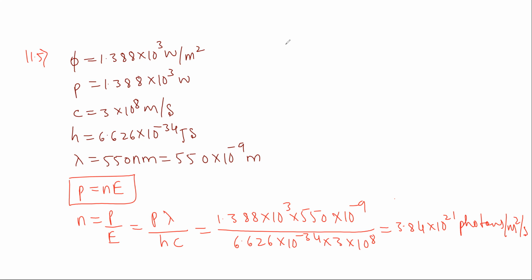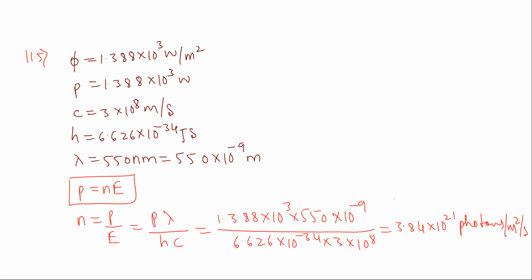So look, 11.5 is also easy. All the values are given. Using the formula P is equal to n into E, n value is calculated by using the formula P divided by E. That is also written as P lambda divided by hc, since E is hc by lambda. Substituting the given values, we calculated n value as 3.84 into 10 to the power of 21 photons per meter square per second. This is the solution for 11.5.